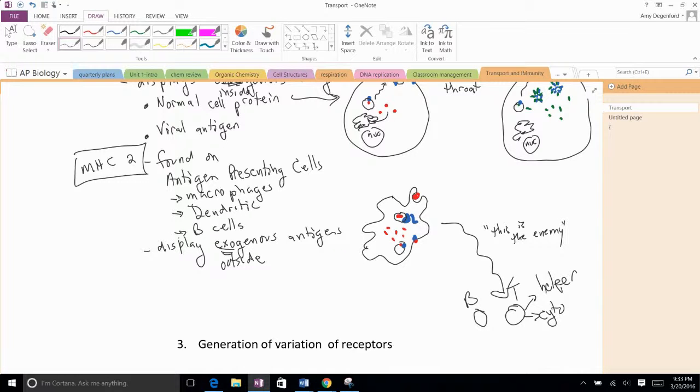So I hope that provides a little bit of background about how the cells are unique, how the cells respond, and how we create the specificity.